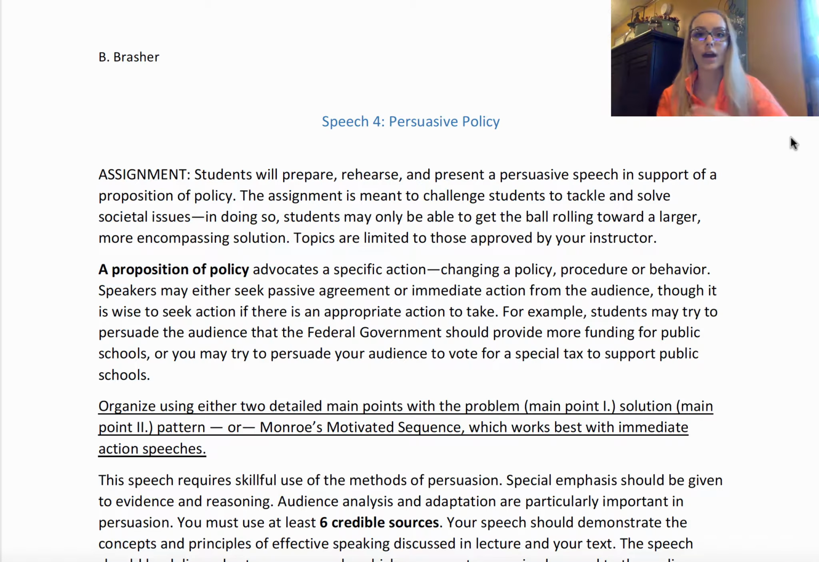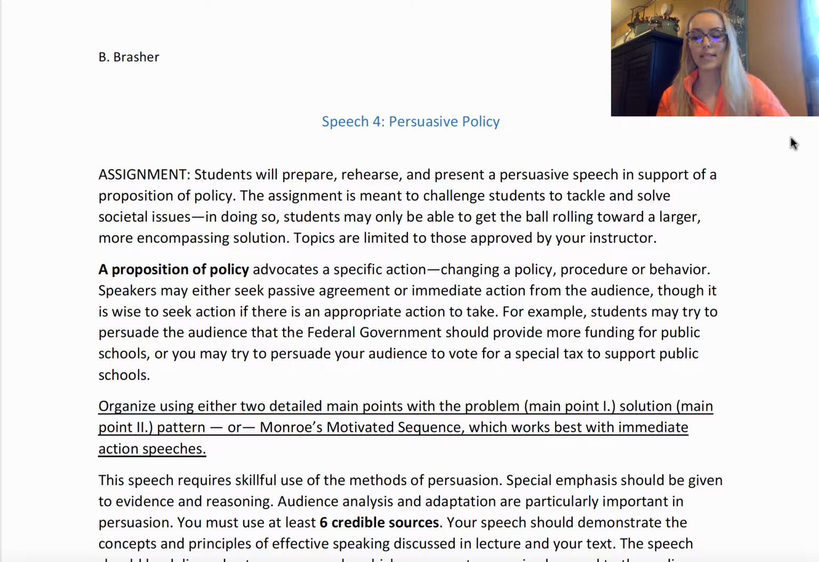And now we're going to turn that all around and structure it all together into our speech supporting that proposition of policy, what should or needs to be done to address the problem. So here students will prepare, rehearse, and present a persuasive speech in support of a proposition of policy. The assignment is meant to challenge students to tackle and solve societal issues. In doing so, students may only be able to get the ball rolling toward a larger and more encompassing solution.